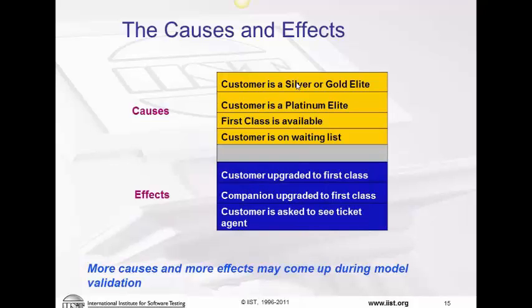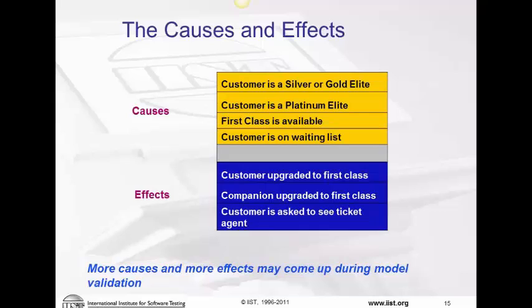All right. So once you identify causes and effects, what's next? You start saying, okay, what combination of these causes would cause which effects? Is it reasonable to say that if the customer is a silver or gold elite member, he or she would be upgraded to first class? Meaning that if this is true, then that's what's going to happen?